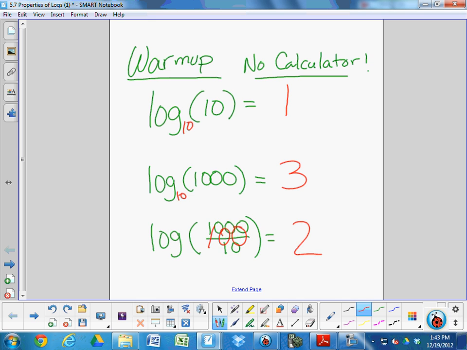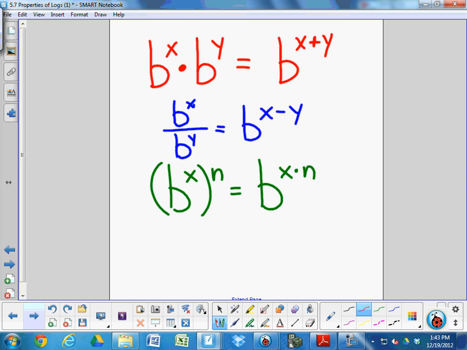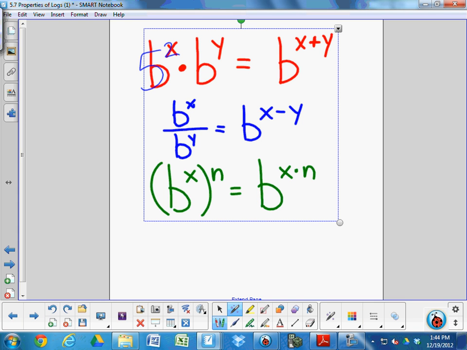We'll soon find out. Next, we have the properties of exponents that we learned earlier in Unit 5. And earlier in Unit 5, we worked quite extensively with these. If I asked you to do 5 squared times 5 cubed, what would it equal? 5 to the 2 times 5 to the 3 would be 5 to the 5.